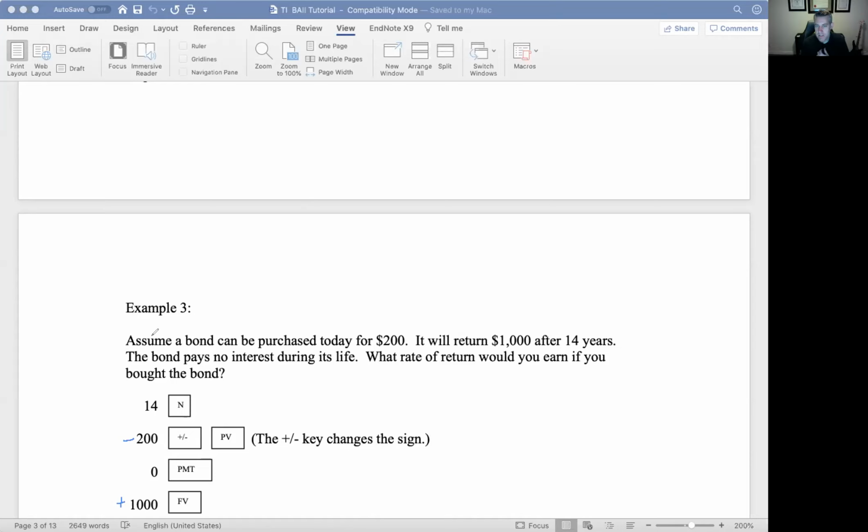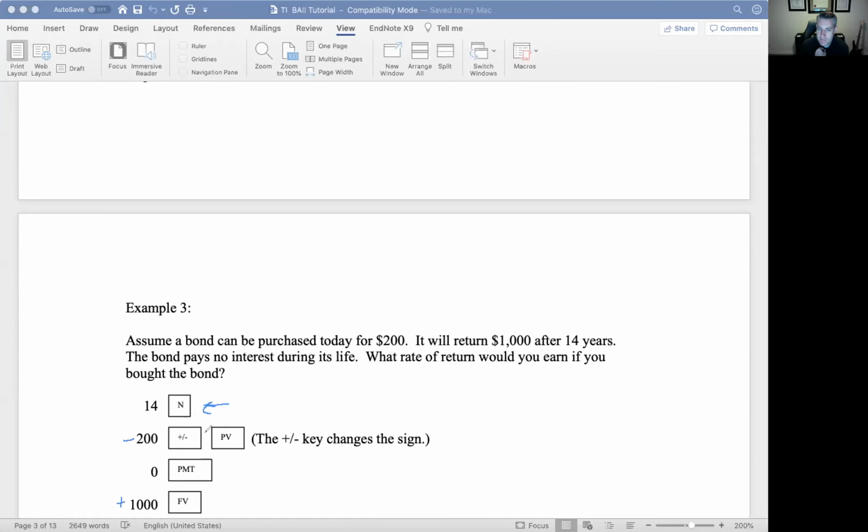So let's look at this. Let's read this together. Assume a bond can be purchased today for $200. So that's our 200 going out, a negative $200. It will return $1,000 after 14 years. So then we're going to get back $1,000. So that one's our positive. The bond pays no interest during its life, so there's no payment. What rate of return would you earn if you bought the bond? So we know N is 14.